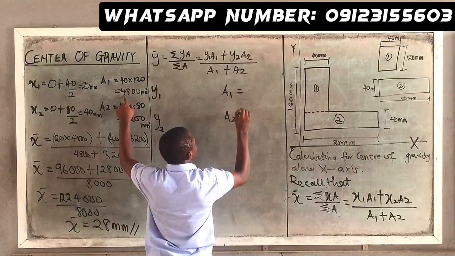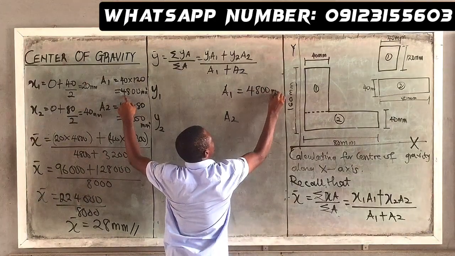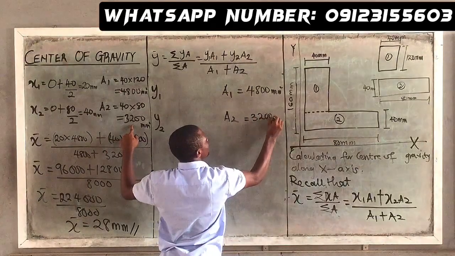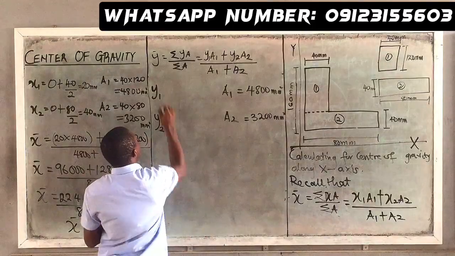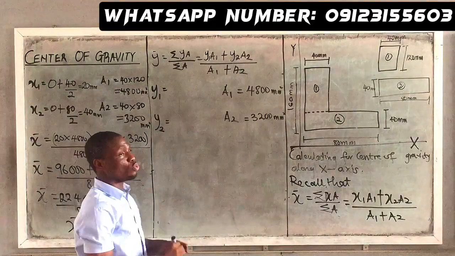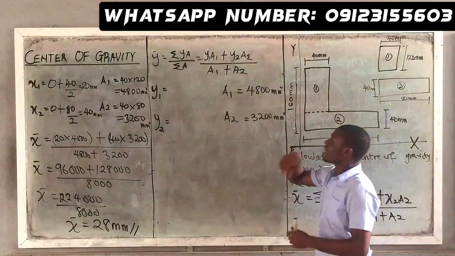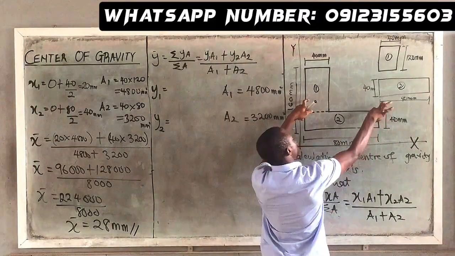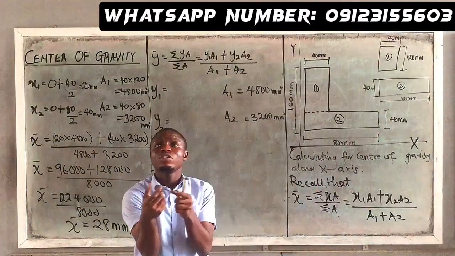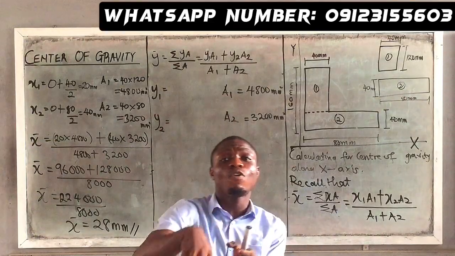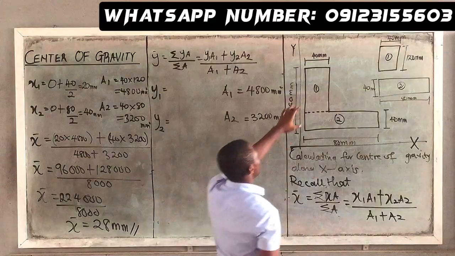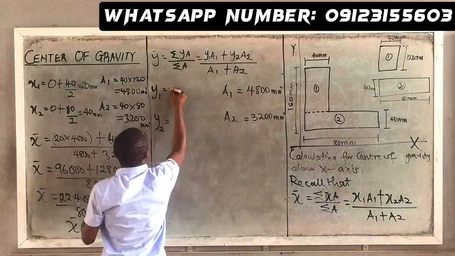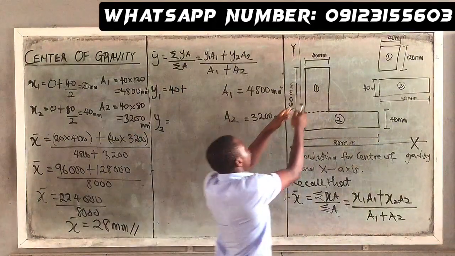Give me A1 please. A1 is the same as this, 4,800 millimeters squared. Get A2. A2 is what? 3,200 millimeters squared. Finally, let's get y1, y2. How do we go about this? For my y1, observe that section 1 is this. Before I get to section 1, I have moved a distance of what? 40 upwards. So when it comes to the y-axis, I'm considering the distance first before the actual section. So that becomes 40 plus the section 1 itself.